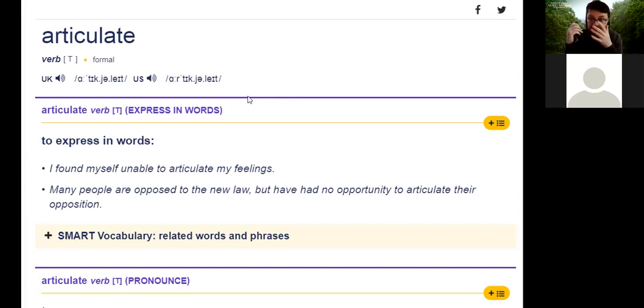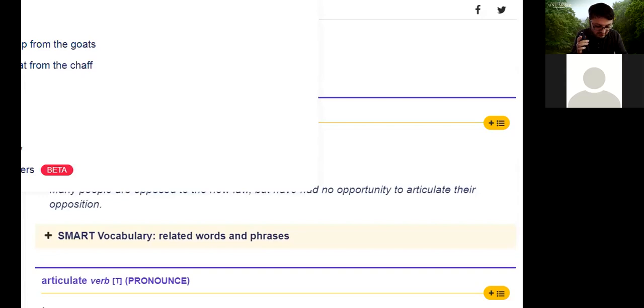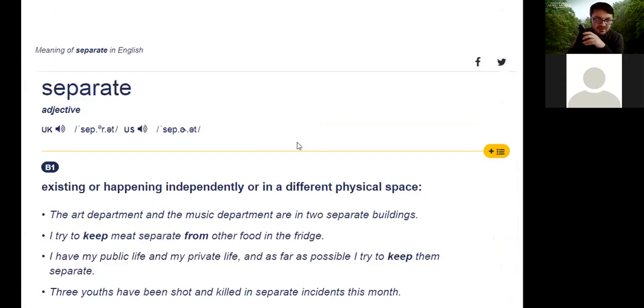As far as I know, for words ending with A-T-E, for example separate, the pronunciation difference dominates. There are lots of examples like that. Do you know separate? For example, this is the adjective, separate.